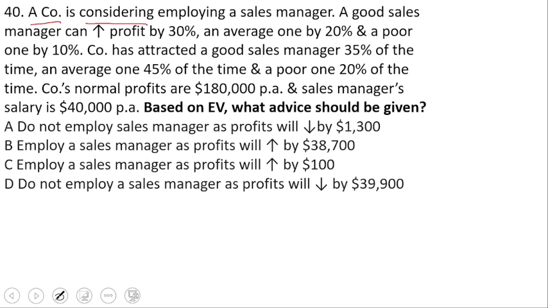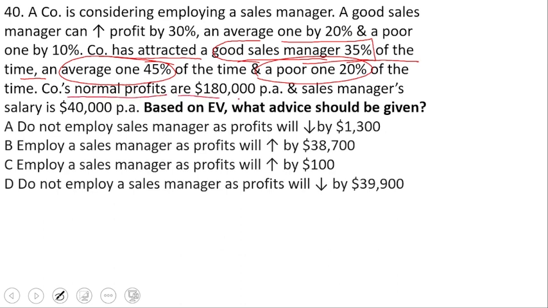A company is considering employing a sales manager. A good sales manager can increase profit by 30%, an average one by 20%, and a poor one by 10%. So what is the decision that they are going to take, whether to employ a sales manager or not? Company has attracted a good sales manager 35% of the time. So the probability of getting a good sales manager is 35%, an average one 45%, and a poor one 20%.